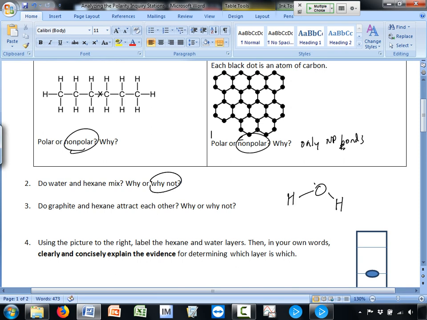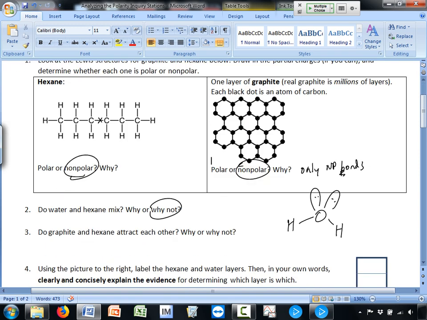When we do VSEPR on this, we're going to find what's the name of our geometry? Bent, and what's the bond angle? Yeah, about 109.5. Are all bents 109.5? No, good. All right, here's the question. Do graphite and hexane attract each other? Well, okay. How about do graphite and water attract each other? No, they definitely don't. So this is our clue to figure out which layer is which.